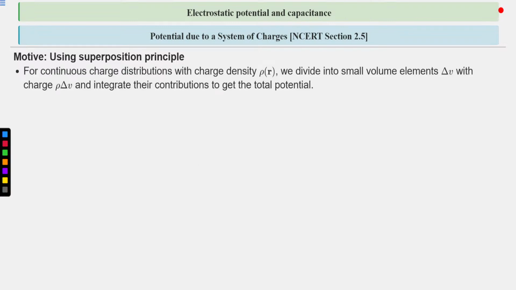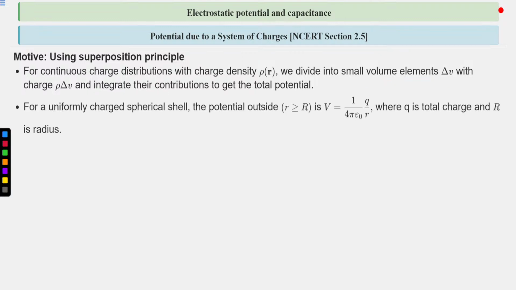For continuous charge distribution, if there are not discrete charges present, with charge density rho of r, we divide the whole system into small volumes delta V with charge rho into delta V, and then integrate the contribution of these small volumes to get the net potential.